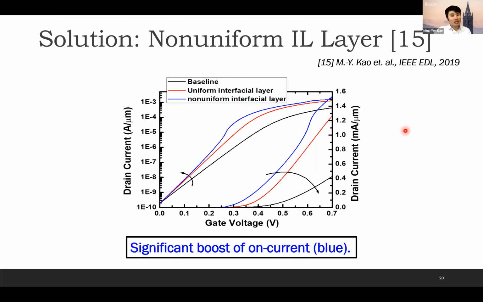So these are the results for drain current versus gate voltage. We have the black line, which is a baseline. It's not an NCFET, it's a normal FET. The red one is the conventional NCFET, and the blue one is our proposed NCFET. We align the off current together and we can see a significant boost of the on current. It's a better result with our proposed design.